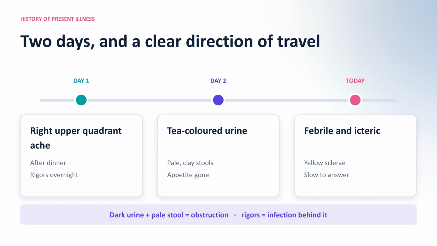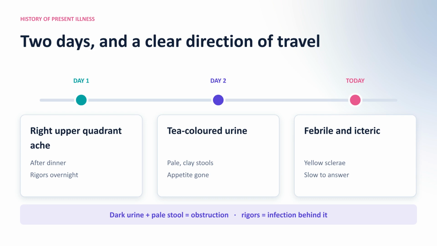Now the history. It began 2 days ago with a dull ache under his right ribs after dinner. That night he had shaking chills that made the bed rattle. The next day his urine turned the color of tea, and his stools went pale. He has been itching as well. This morning his daughter found him warm, yellow, and slower than usual to answer her. He has had no vomiting and no diarrhea, and no previous episode like this.